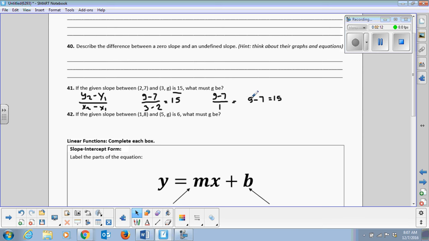And then I'm going to add 7 to both sides to cancel out what's on the left. And then I will have g equal to 22, I believe. So that is how you work backwards to find out what that point should be. So right here, 2 comma 7, 3 comma 22 would be the point that would make a slope of 15. Okay, so go ahead and try 42.